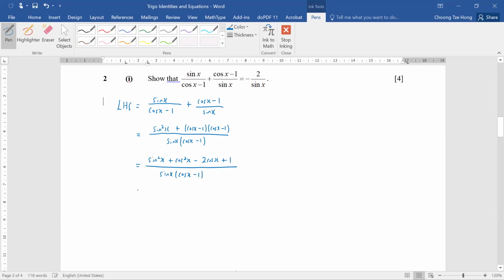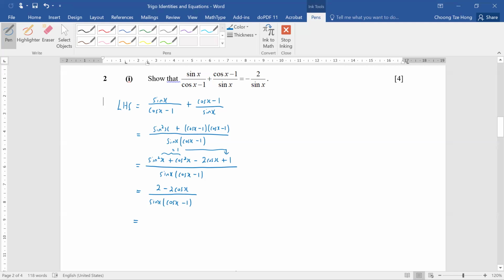Over here, it should be quite obvious that we can then employ an identity, because our purpose is always to try to simplify the expression more and more. This sin square x plus cosine square x, we know that it's going to be equals to 1. So 1 plus the 1 from here becomes a 2. So we will end up with 2 minus 2 cosine x over sin x times cosine x minus 1. After applying the identity, the expression has been simplified quite a lot already, right?